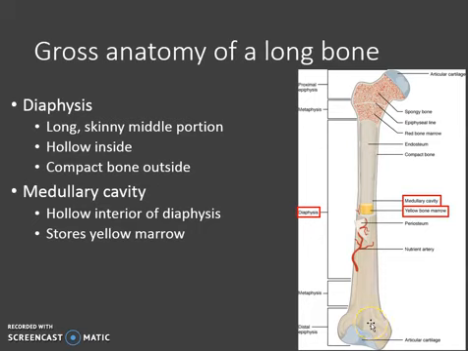So this long bone, the diaphysis, is this long skinny part in the middle of the long bone. It's hollow on the inside, and it's surrounded by compact bone. Now, the hollow space inside the diaphysis is filled with yellow marrow, and it's called the medullary cavity. And yellow marrow is a fat that is being stored in your bones. So it's storing energy for you in your bones.